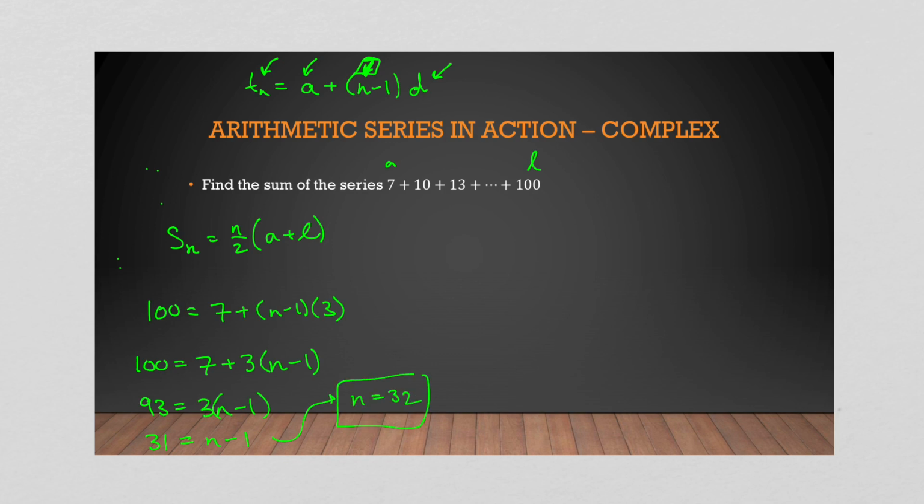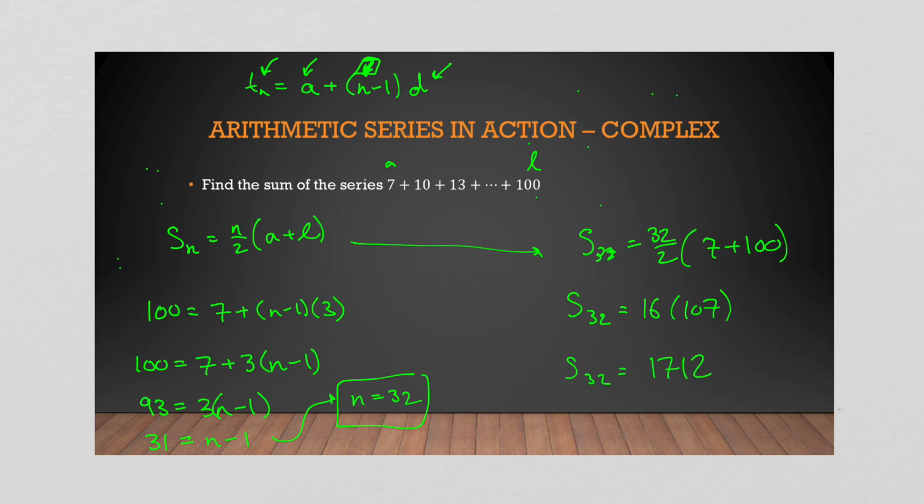So we've used the sequence equation to solve for n, and now we can use our sum equation because we know we have 32 terms, 32 over 2, and we know in this case a plus L. So we get sum of 32 terms is equal to 16 times 107. And now it's just a few keystrokes of your calculator and you get 1,712. So it's a bit of a puzzle because you got to solve for your missing information before you can solve the full thing, but that's what this is all about.